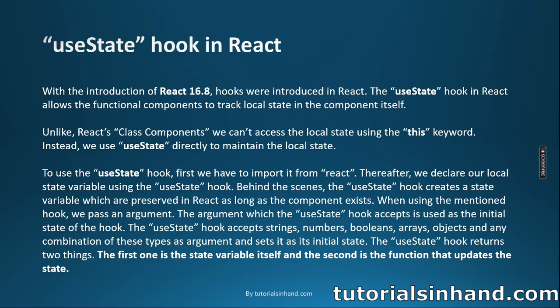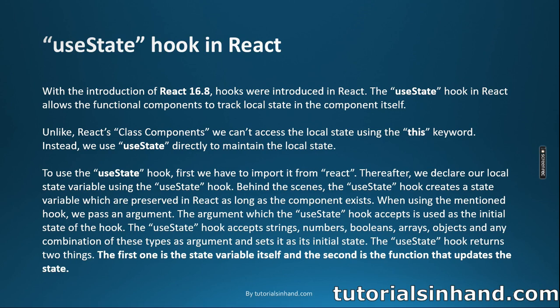The argument which the useState hook accepts is used as the initial state of the hook. The useState hook accepts strings, numbers, booleans, arrays, objects, and any combination of these types as arguments and sets it as its initial state. The useState hook returns two things. The first one is the state variable itself, and the second is the function that updates the state.